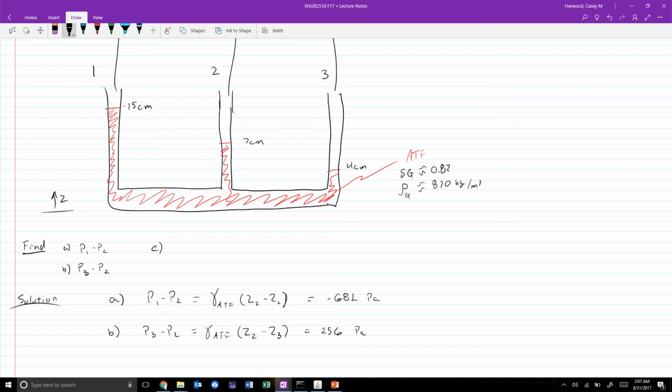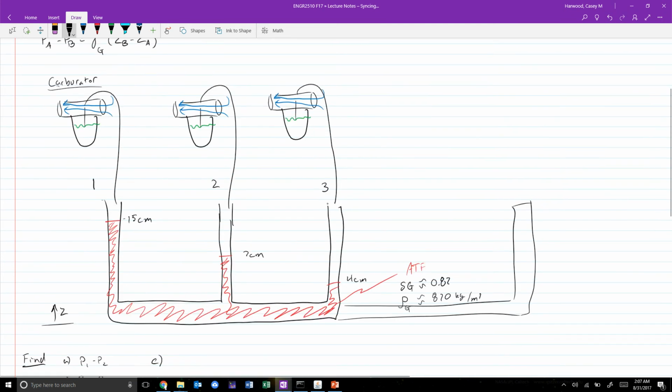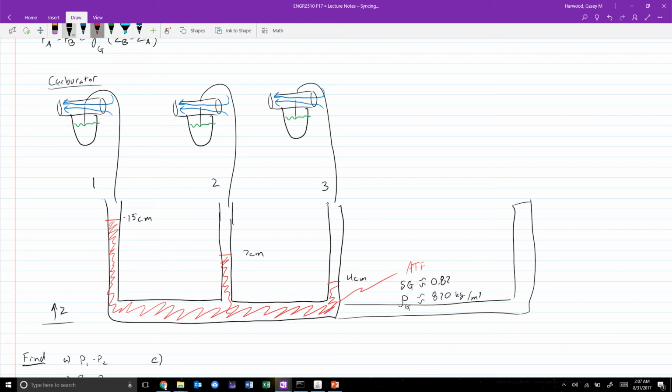Well, the atmosphere is simply another pressure source. We have 1, we have 2, we have 3. These are all generic pressure sources or pressure taps. If we wanted to measure the pressure at 1 and 2 and 3 relative to atmospheric, we could simply add another leg here, which rather than being connected to a carburetor would simply be left open to the atmosphere.